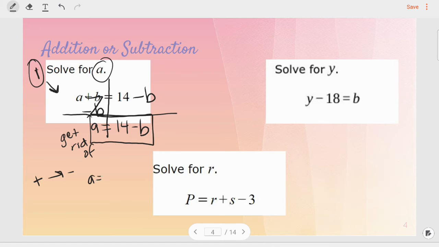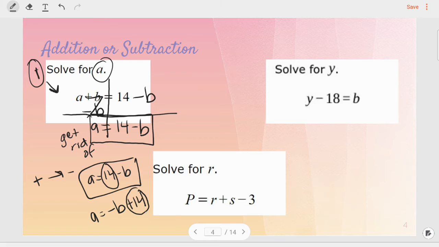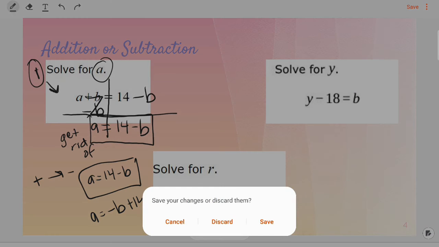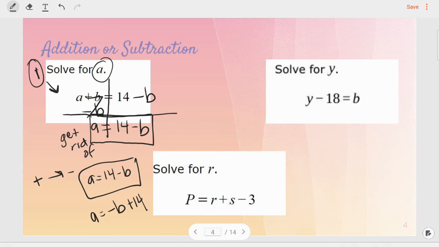I'm going to rewrite it down here so you can see more easily. Now you might see someone write the answer as the following. And you might say to yourself, is that right? Well, check it out for yourself. Is the 14 positive in both equations? Yep, it is. Is the b negative in both equations? Yes, it is. So these two equations are equivalent and you can choose to write them either way.